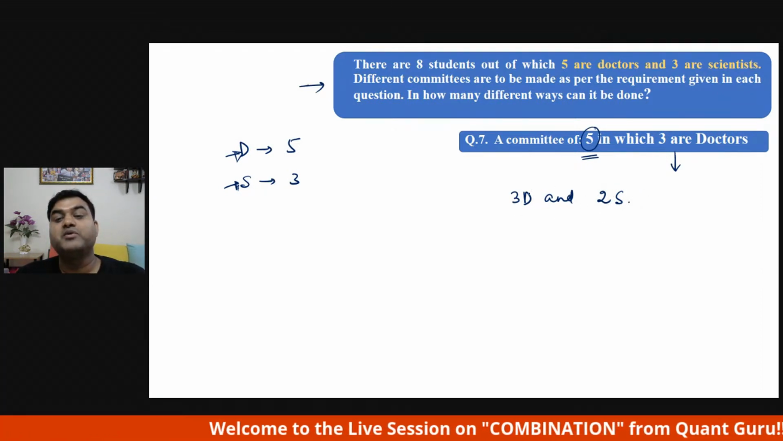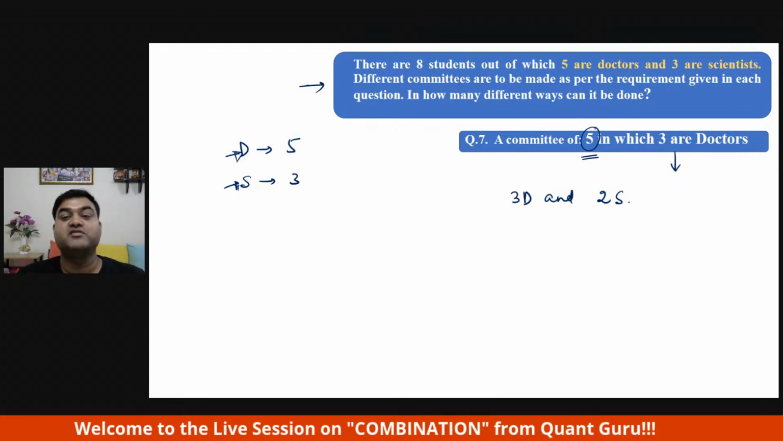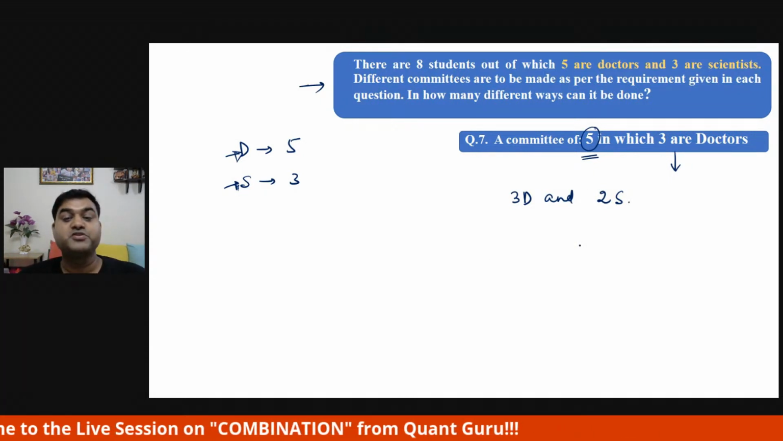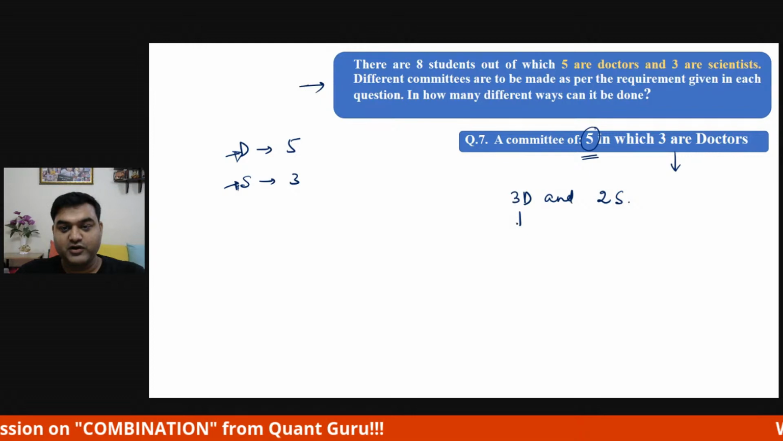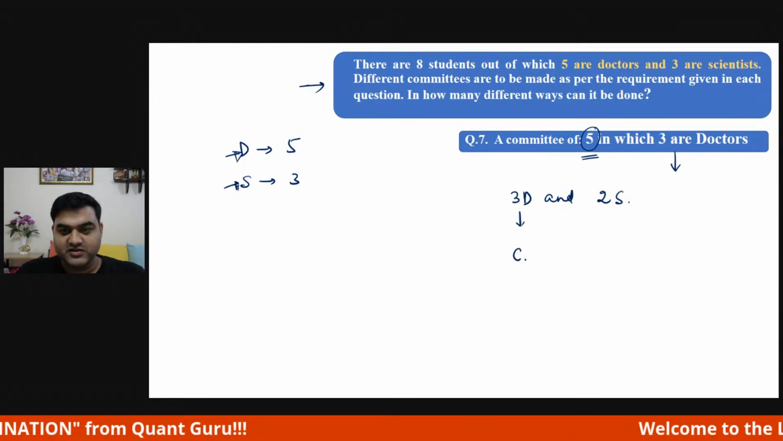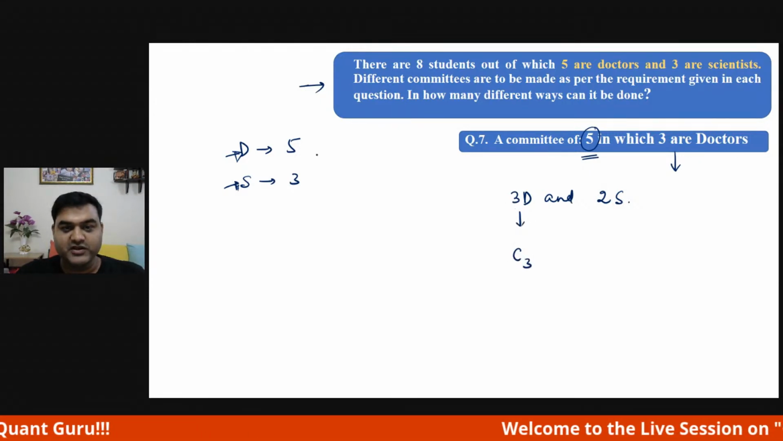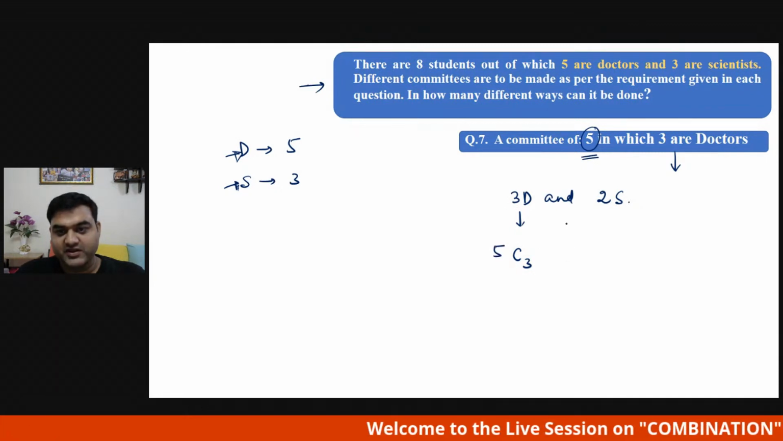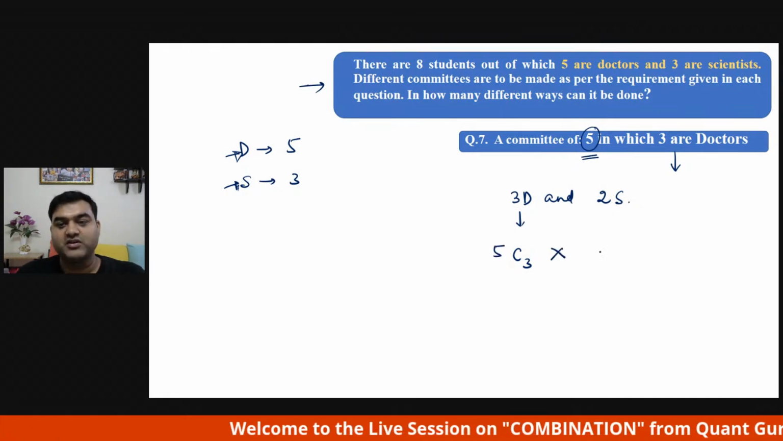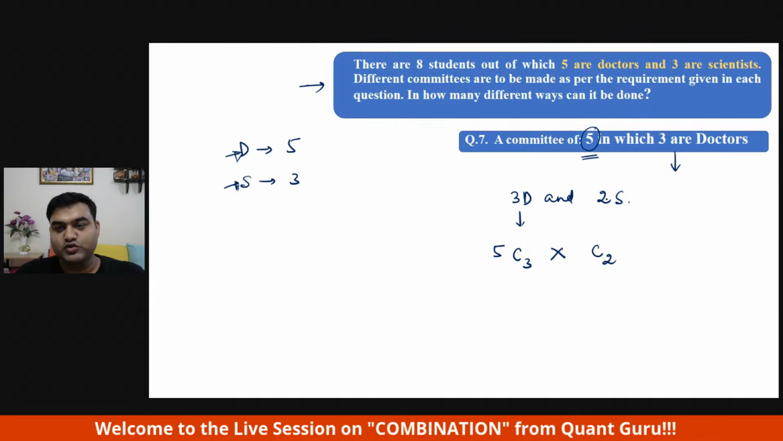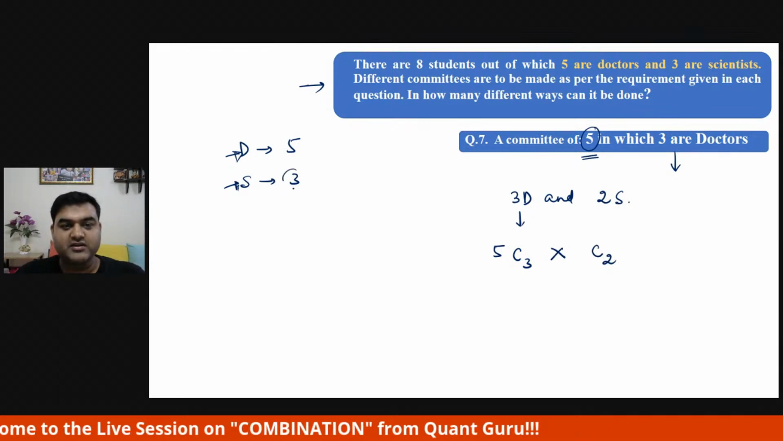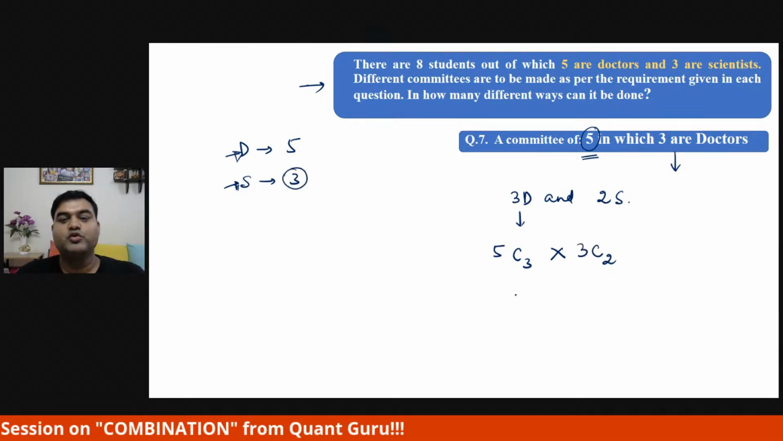And it is 'and'. Why? Because this has to happen this way only. There is no 'or' option. Now 3 doctors out of 5, so 5C3, and there is 'and' so multiplication, and then 2 scientists. How many scientists are there in total? 3. So 3C2. Hope you understood.